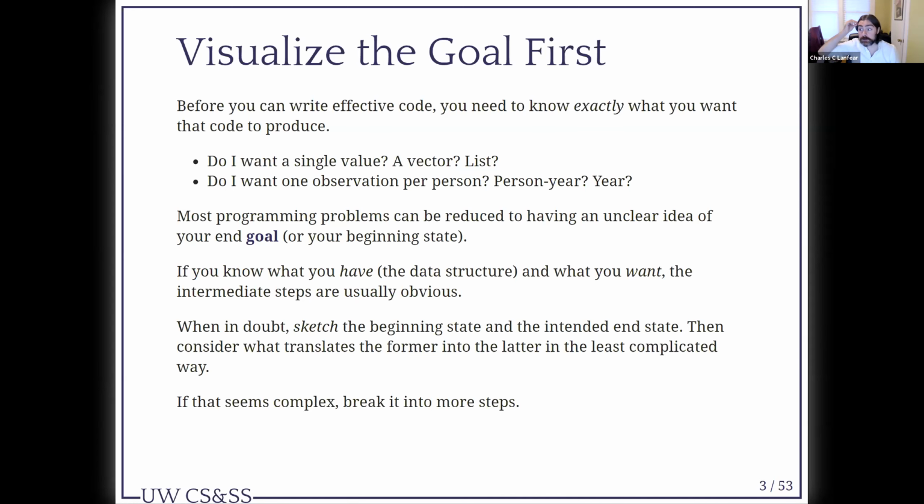Okay. If translating your beginning thing to your end thing seems too complicated to do, what you need usually is more steps. Think about how you can take baby steps from that beginning thing to that end state little bit by little bit. How do you take a whole bunch of columns and turn them into more rows, then turn those more rows into something else? Things like that, right? Break it up into many steps.